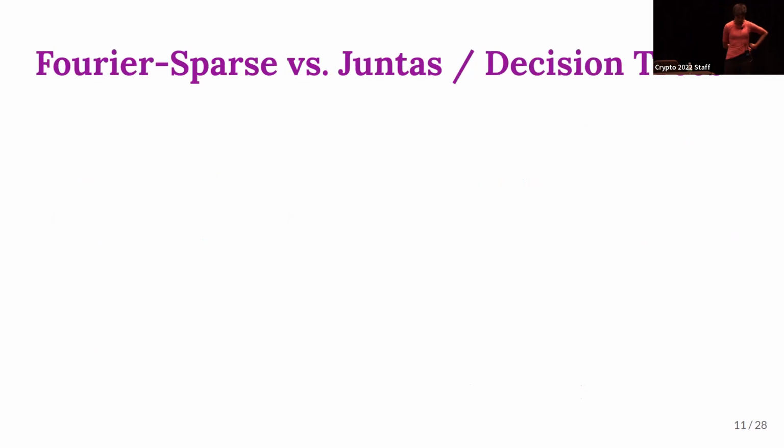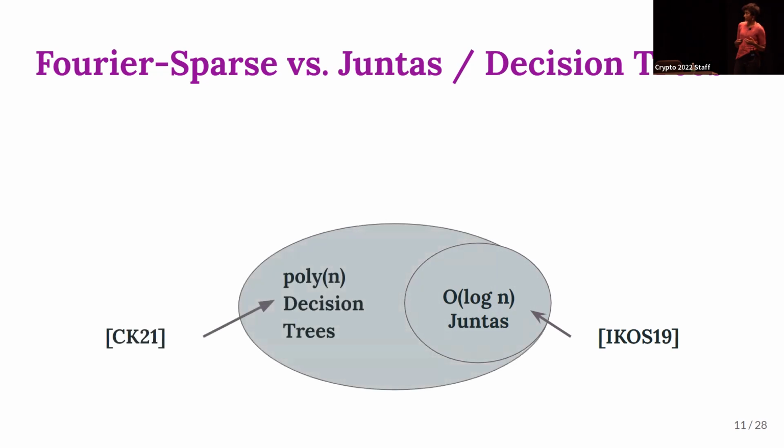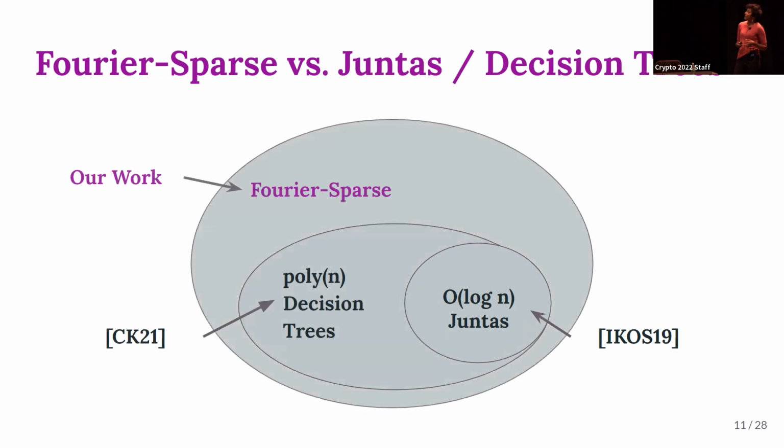So just to give a brief explanation of the difference between Fourier sparse functions and juntas and decision trees, as done in previous work. The cryptographic sensing paper worked on O(log n) juntas, which are a subset of polynomial n-size decision trees, as in the later work. And the Fourier sparse functions are a superset of both of these classes.